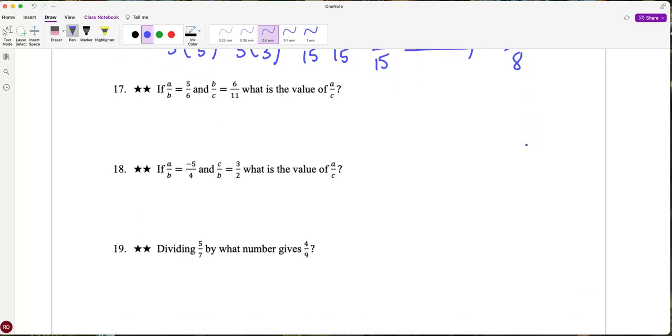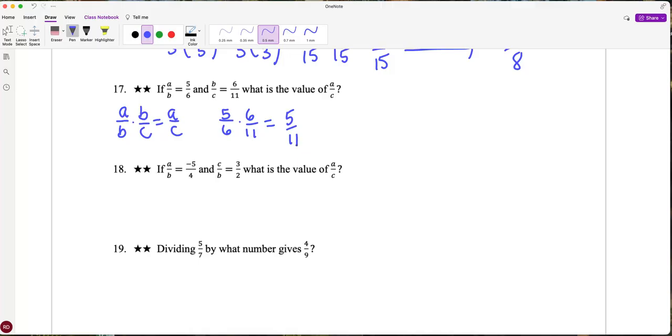If A over B is 5/6 and B over C is 6/11, what is A over C? So you know that if you multiply A over B times B over C, you get A over C. So this is going to be 5/6 times 6/11, which equals 5/11.